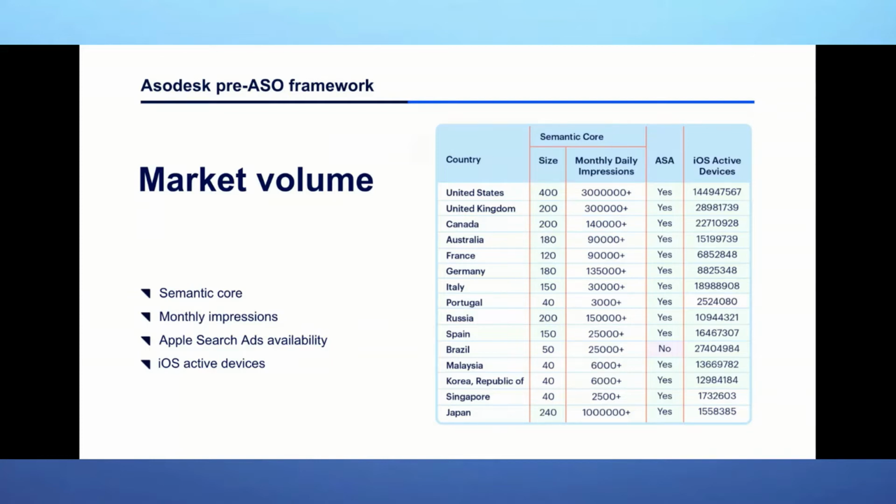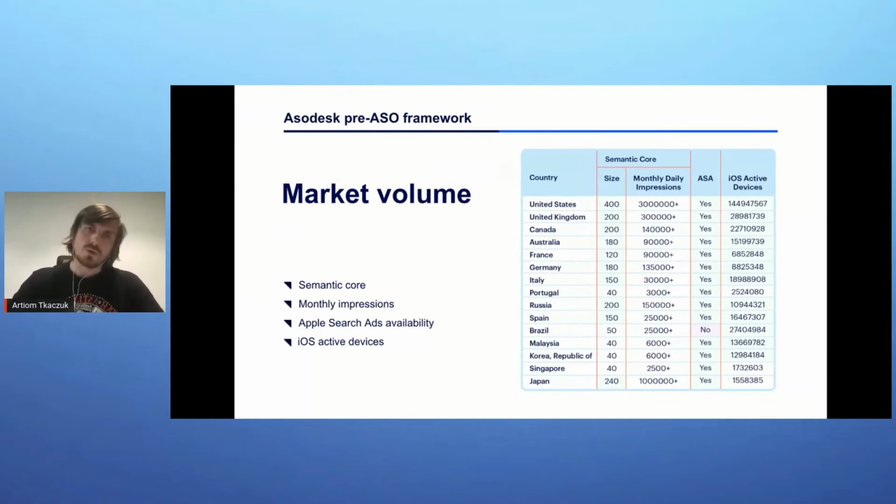Additionally, at this point, we mark whether Apple Search Ads are available in those markets, and we get the number of active devices in a given country. The number of active devices we retrieve from a reliable marketing report. In this case, we have taken this data from the newzoo.com report. So at this point, we have an understanding of two important things: we know the internal metrics of our application, and we know the market volume.